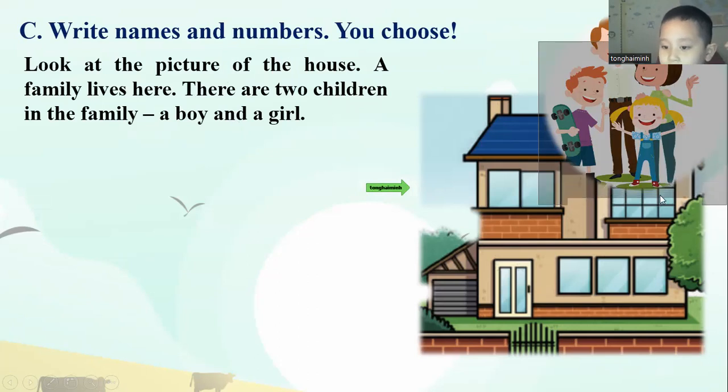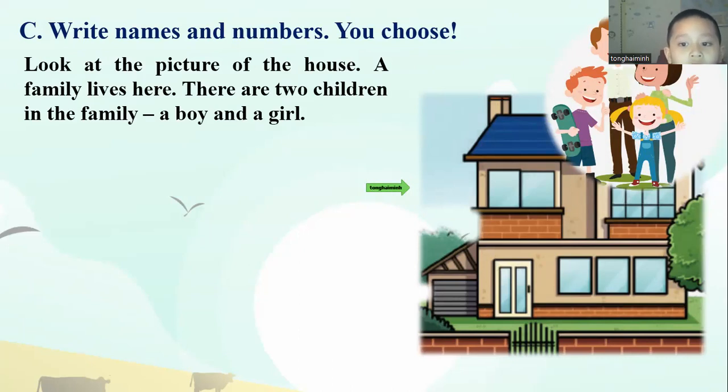How many people can you see in the picture, Min? Four people. Very good. How many children can you see? There are two children. Very good. What about the grown-ups? How many grown-ups can you see?